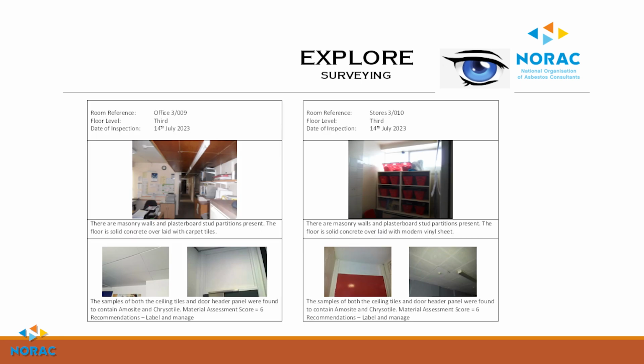Again, we're still on the 3rd floor. This one, we found a couple of areas where there were door header panels. There's some AIB above them both. With it being already sealed, you didn't really need to do much more with it, but it's got a still reasonably high material score of 6, so you do need to do something with it. So we recommended labelling and managing it. That way, at least people are going to be aware of its existence.